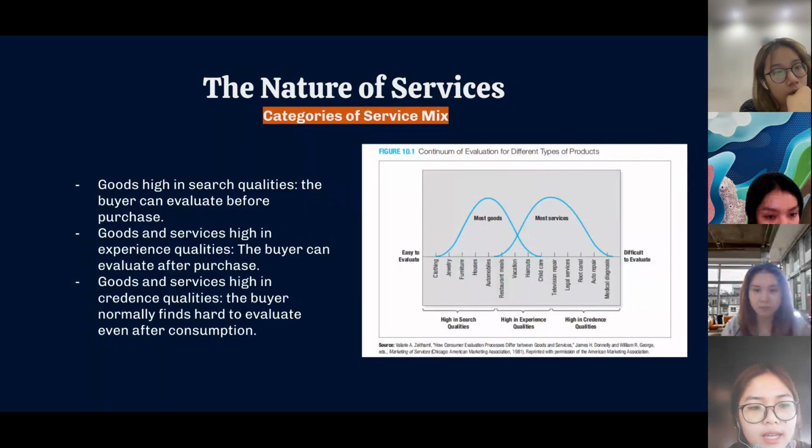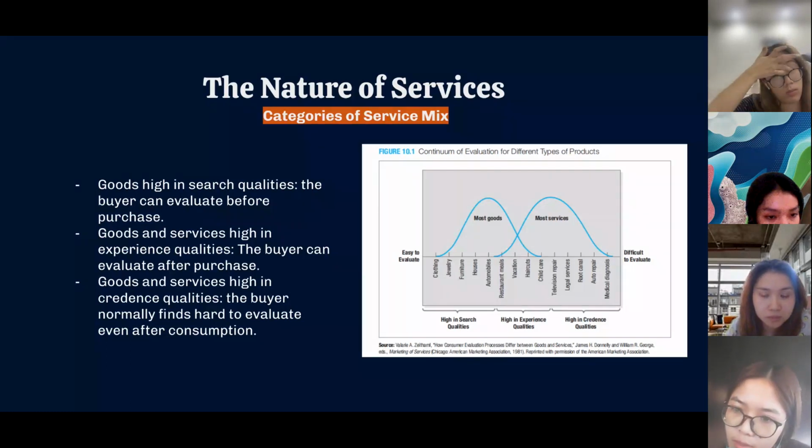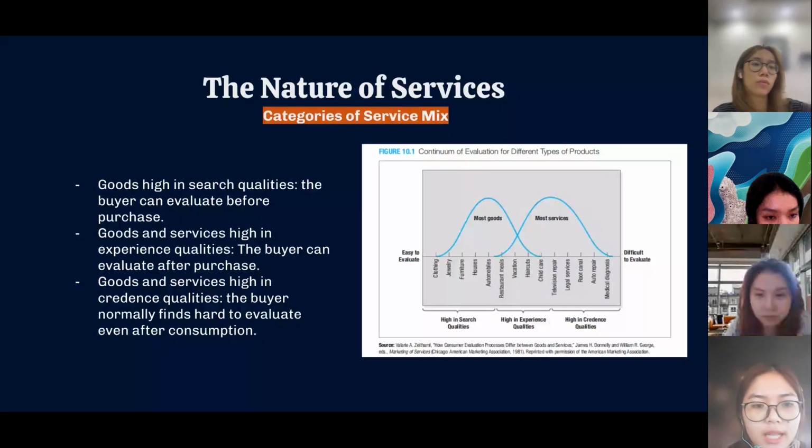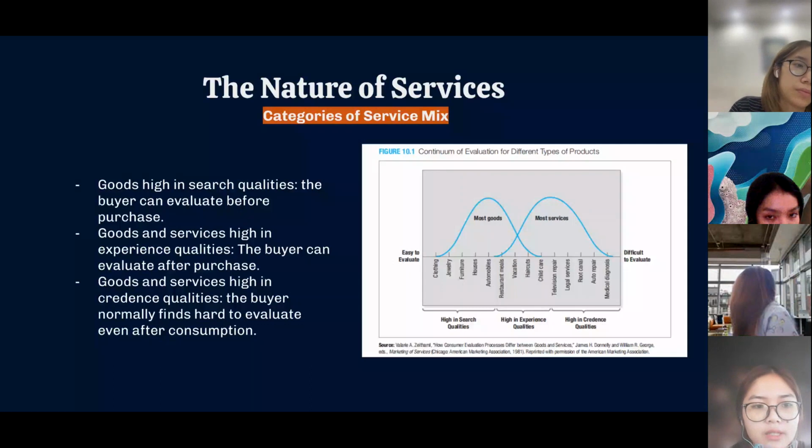And at the right hand side are the goods and services high in credence qualities, the characteristics the buyer normally finds hard to evaluate even after consumption. For example, a medical diagnosis.